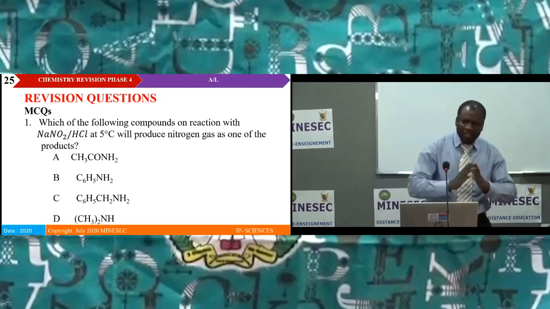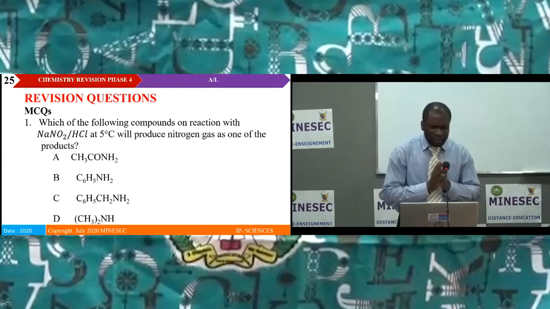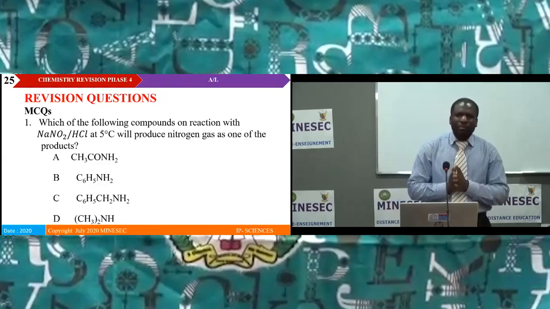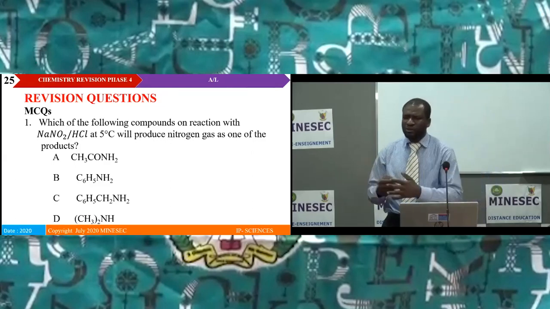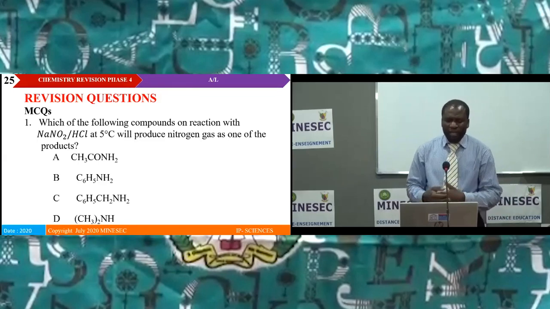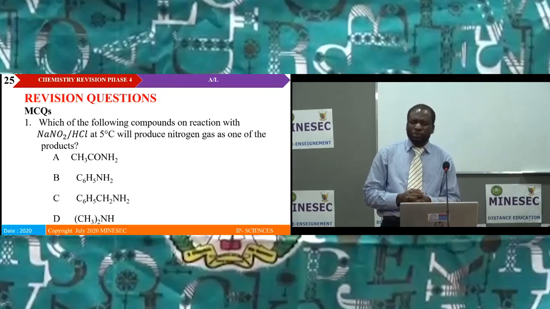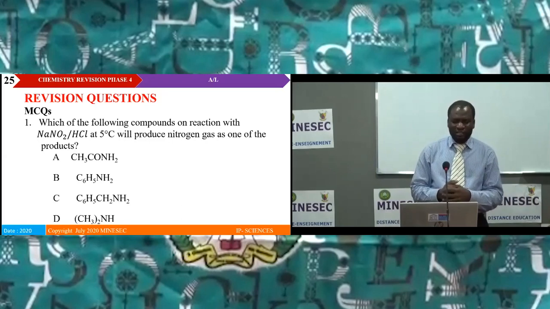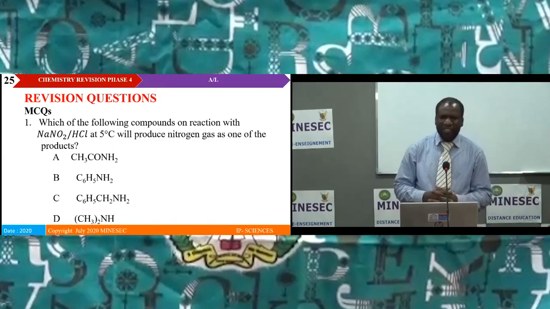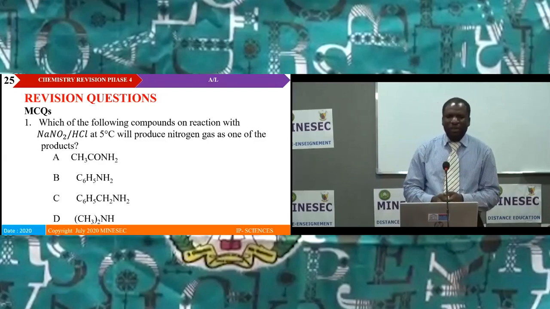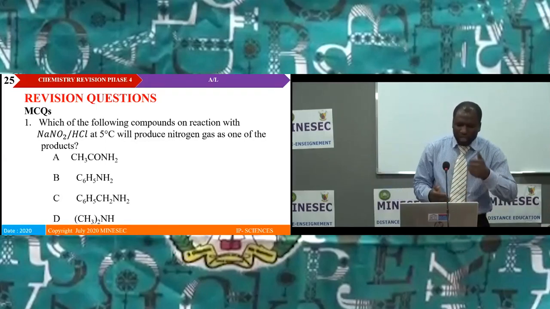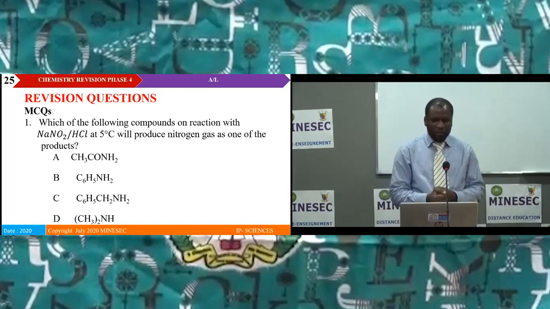Our mixture, sodium nitrite and hydrochloric acid, produces nitrous acid. And nitrous acid reacts with amines to form diazonium salts. The stability of the diazonium salts depends on the temperature. Only aromatic diazonium salts are stable below 5 degrees Celsius. Aliphatic diazonium salts decompose even at 0 degrees to give nitrogen and the corresponding alcohol. So the only compound that will produce nitrogen will be a primary amine, and that is compound C.